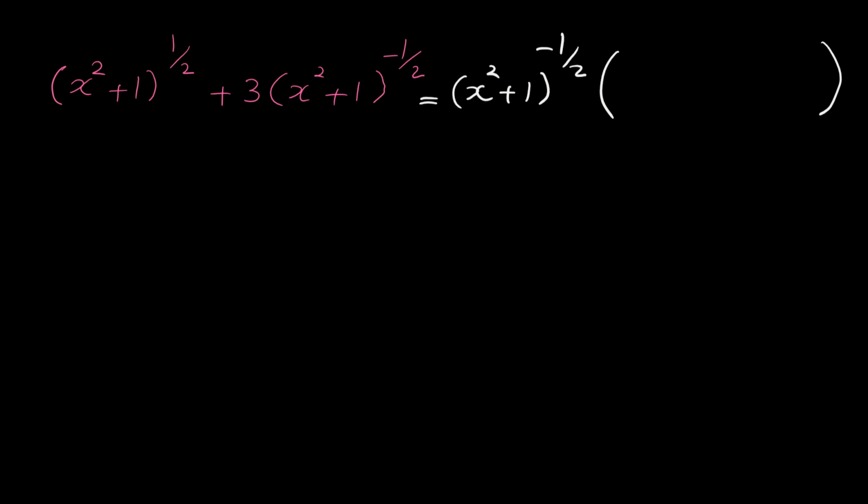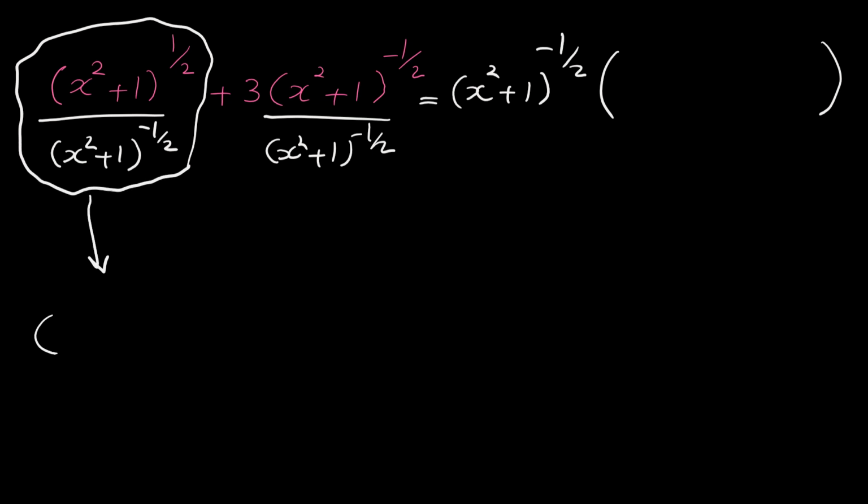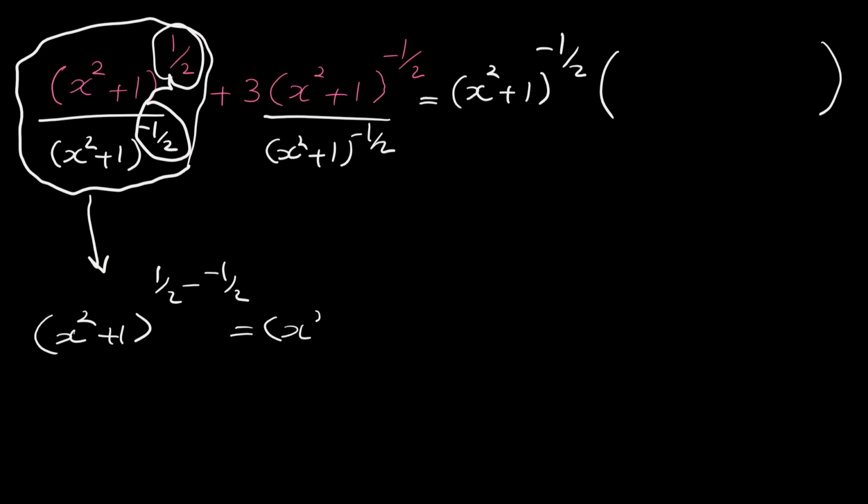When we factor this, again, it means that we have to divide each of these by that factor. What is x to the 2 plus 1 to the power of 1 half over x to the 2 plus 1 to the power of negative 1 half? Again, we have to subtract the powers. The power of the top minus the power of the bottom. 1 half minus negative 1 half would be 1 half plus 1 half, which is 1. So we have x to the 2 plus 1 here.